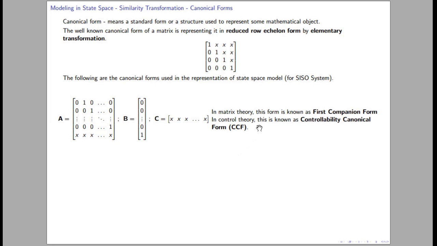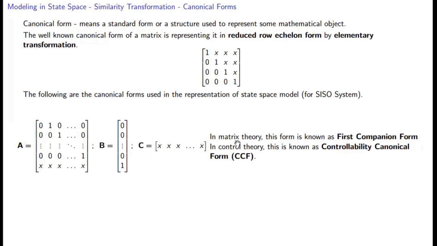This canonical form I'm going to call the first companion form. Usually this name is used in mathematics or matrix theory. But in control theory, this particular form is known as the controllability canonical form, and in short it is called CCF. Why it is called the controllability canonical form: I told you that in the future we are going to study controllability and observability.